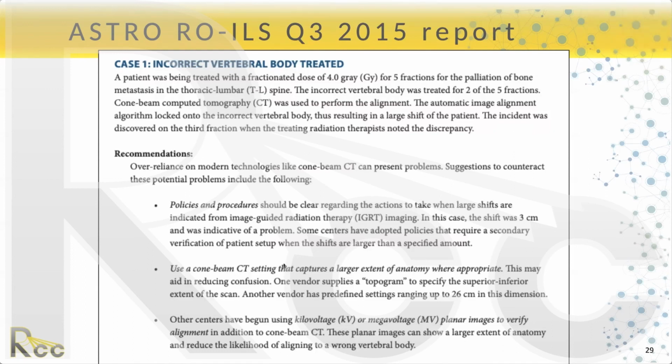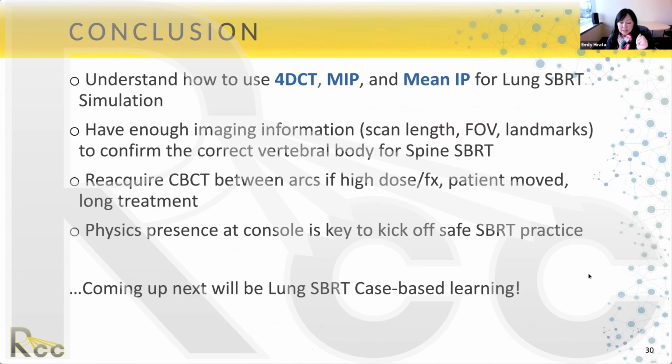Another was to try to use a cone beam setting that captures a larger extent. I think that even if you're in the middle of your T-spine, even if you use the larger cone beam CT, you may not necessarily be able to see enough to count correctly. So using orthogonal planar images to verify alignment, as a first step to get you to the right vertebral body, is a really important thing to do. Highly recommend. And I have a reference to that at the end.